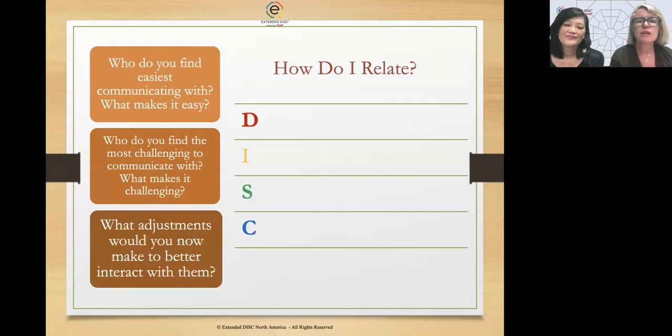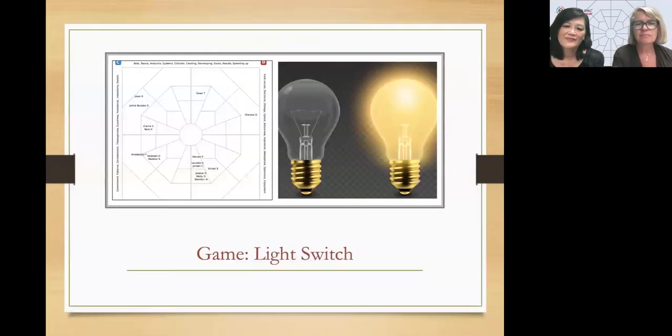How does this worksheet work in step 4? What adjustments would you now make to better interact with this person? It's a great group activity. Get your people in small groups and start applying. What would I do with the D, I, S, C? Have them discuss it, and it works like a charm. People like to work in small groups because they are processing all of this information that you have sent them.